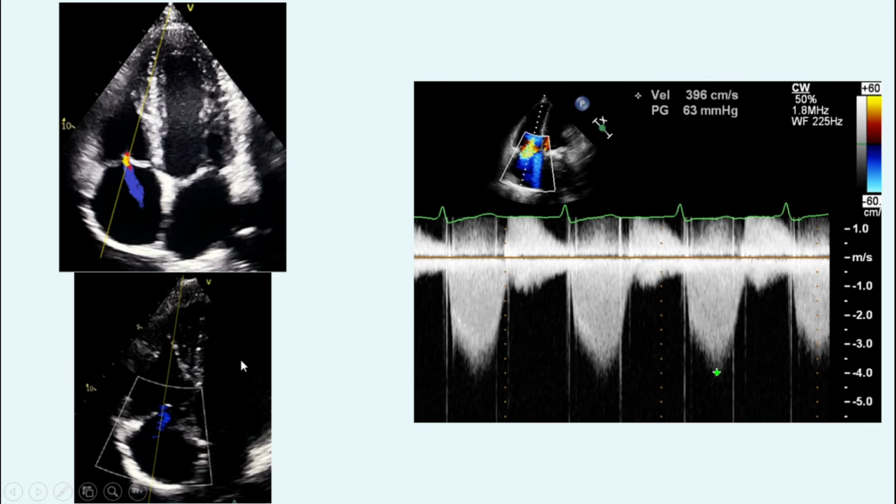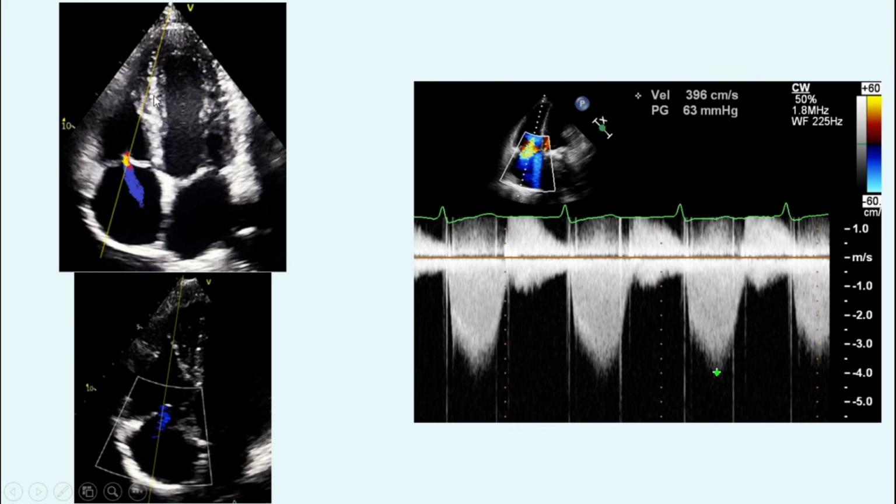For measuring tricuspid regurgitation velocity, we have to get a 4-chamber view and put the continuous wave on the jet. If our cursor is not parallel to the direction of the jet, we have to go off axis and try to make it almost parallel. Otherwise, we will always measure less than normal, or we are underestimating.